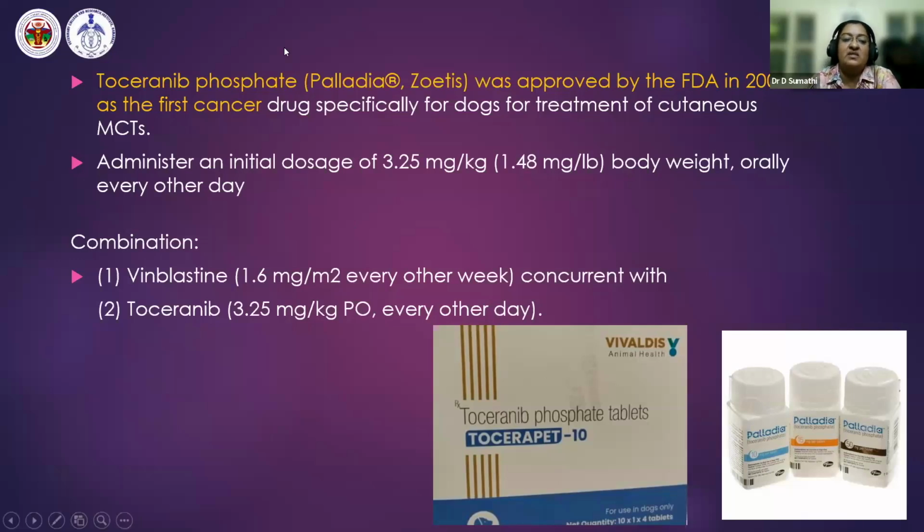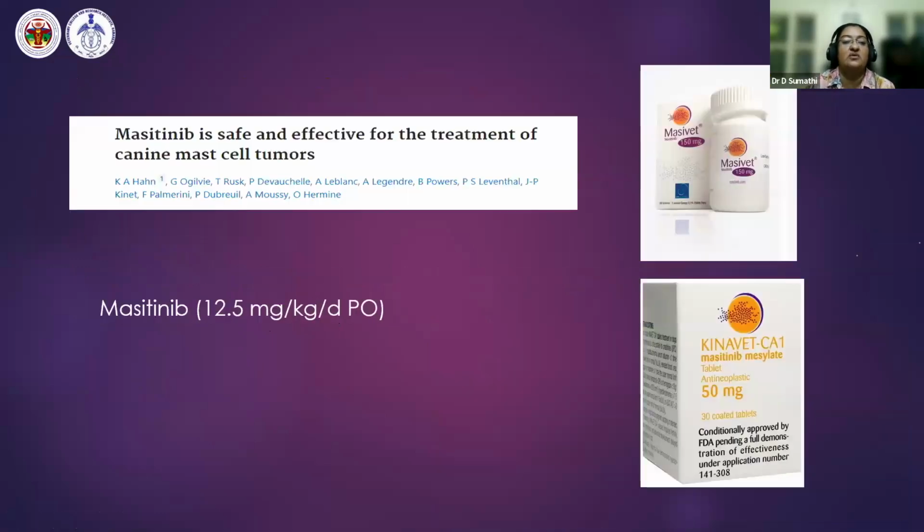And they are giving promising results, and you need not have your client coming for injections every day. So you can go with toceranib as a monotherapy, and toceranib can also be used with the vinblastine. So vinblastine here is used at the dosage of 1.6 milligram per meter square every other week, concurrent with toceranib at 3.25 milligram per kg per oral every other day. So this combination can also be chosen by you if you want to combine these 2 drugs.